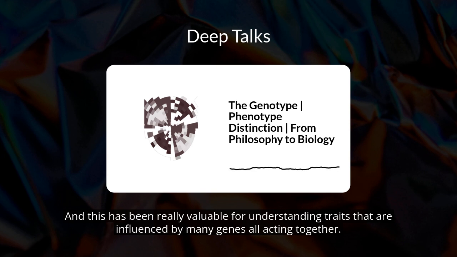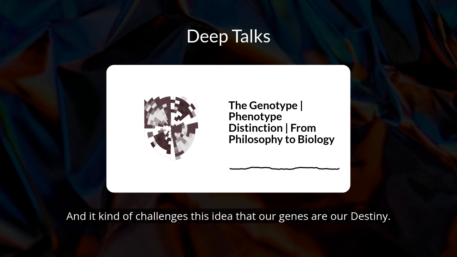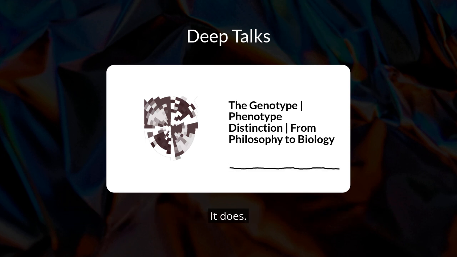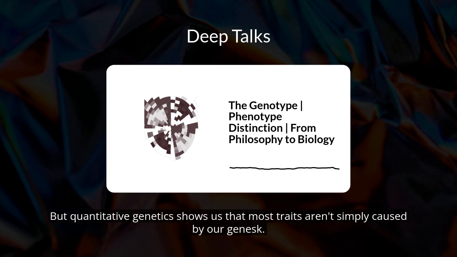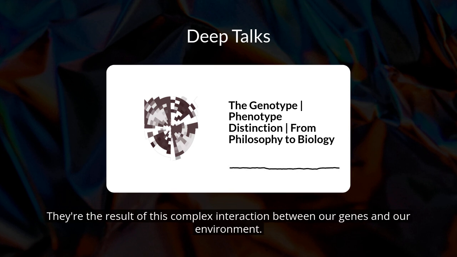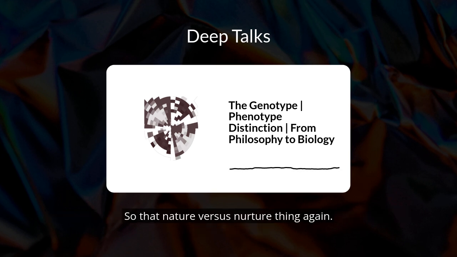Wow. And this has been really valuable for understanding traits that are influenced by many genes all acting together. And it kind of challenges this idea that our genes are our destiny. It does. It's this idea called genetic determinism. Right, like it controls everything about us. Yeah. But quantitative genetics shows us that most traits aren't simply caused by our genes. They're the result of this complex interaction between our genes and our environment. It's that nature versus nurture thing again. It is, but it's not a versus. Right, it's an interplay. It's a dance. It is a dance. It's a constant dance between the two.